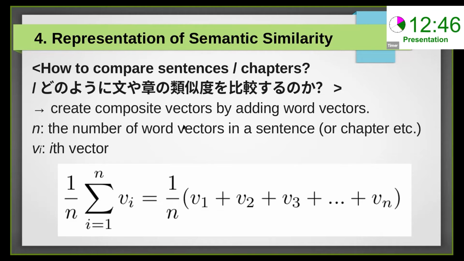One can create composite vectors just by adding word vectors, and after adding word vectors, the sum of the word vectors should be divided by the number of word vectors. Otherwise, the magnitude of a vector created from a long sentence would be much larger than that of a short sentence. And this can be applied to a document of any size.